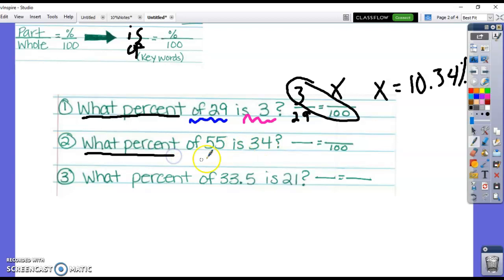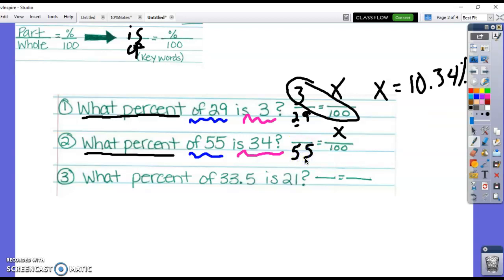So number 2, what percent? There's no numbers with the percent sign, so I'm going to put my X there. Of 55. So remember, of 55 is 34. So remember, of is our keyword for whole, so I'm going to put it on the bottom.